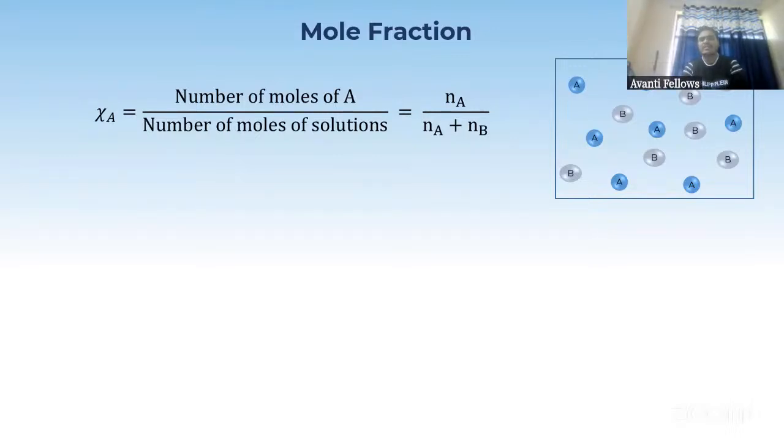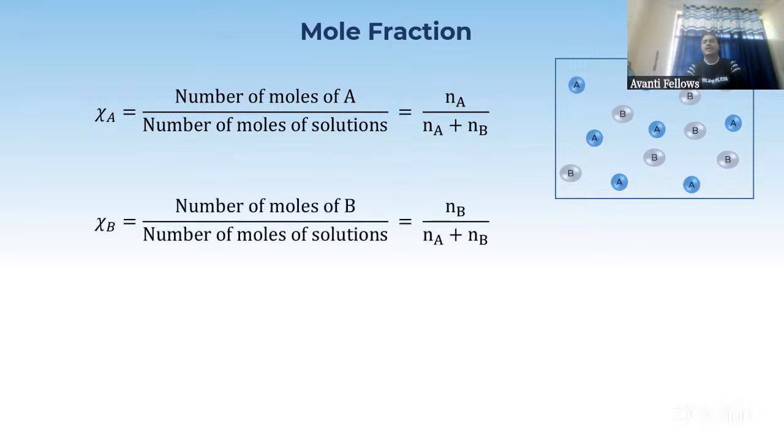So how will you find the mole fraction? For example, if someone says, what is the mole fraction of A? What is the mole fraction of B? Then how will you calculate? The mole fraction of A is equal to the number of moles of A divided by the number of moles of the solution, यानी total number of moles. So अगर आपको मोल फ्रैक्शन A का निकालना है, just use Na divided by total, that is Na plus Nb. Similarly, the mole fraction of B comes out to be Nb divided by the total number of moles, that is Na plus Nb.